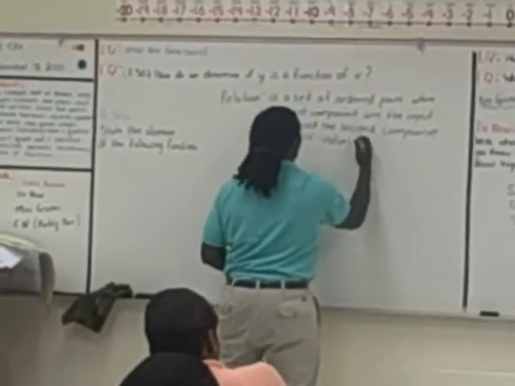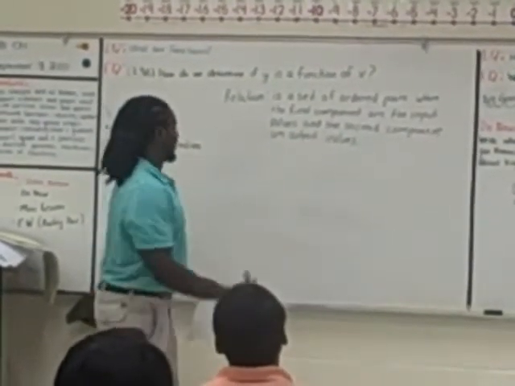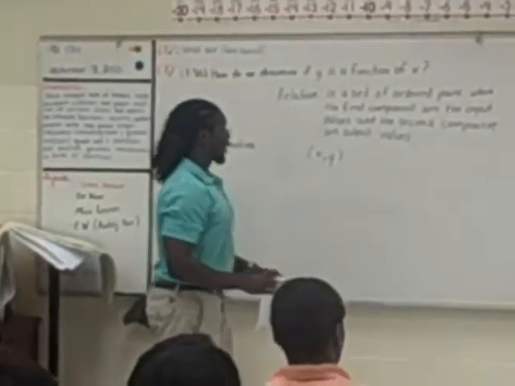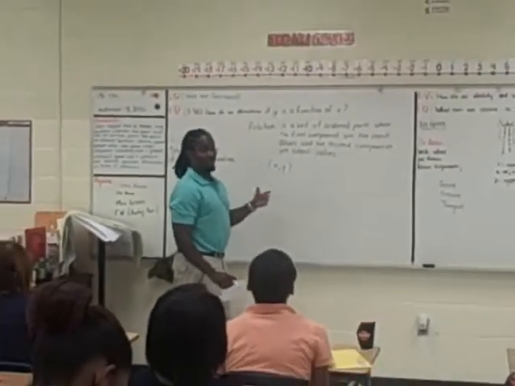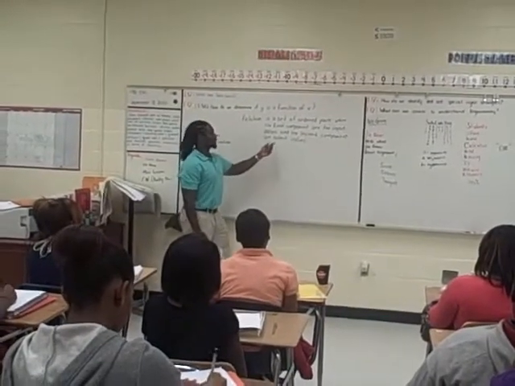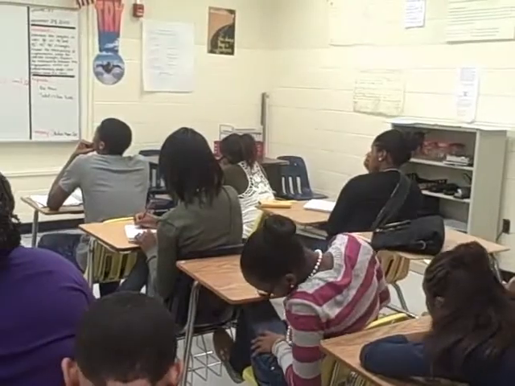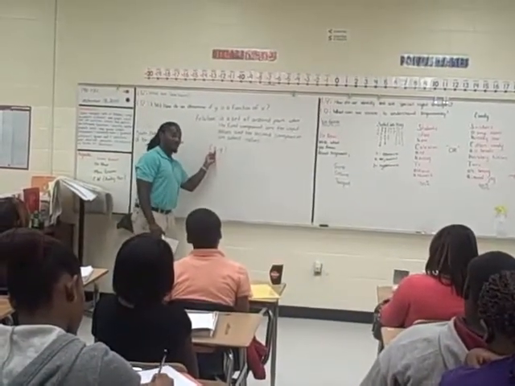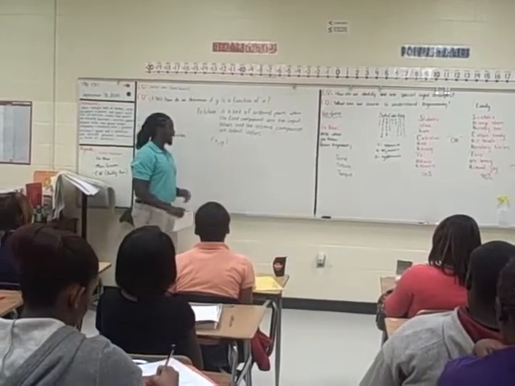First of all, let's break this down. What are ordered pairs? Something that looks like x, comma, y. I have a set of ordered pairs, which means I have more than one. The first component, my x, are my input values, and y are my output values. Basically, if I have an equation, whatever value I input for x, my output is y, which is my answer. Everybody got that?